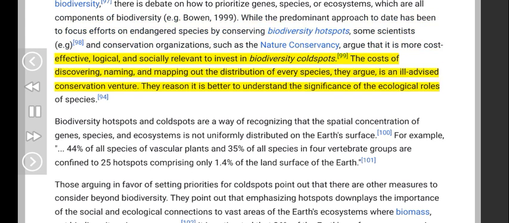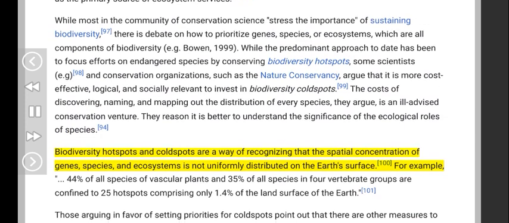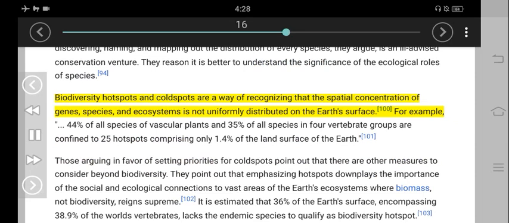The costs of discovering, naming, and mapping out the distribution of every species, they argue, is an ill-advised conservation venture. They reason it is better to understand the significance of the ecological roles of species. Biodiversity hotspots and cold spots are a way of recognizing that the spatial concentration of genes, species, and ecosystems is not uniformly distributed on the Earth's surface.